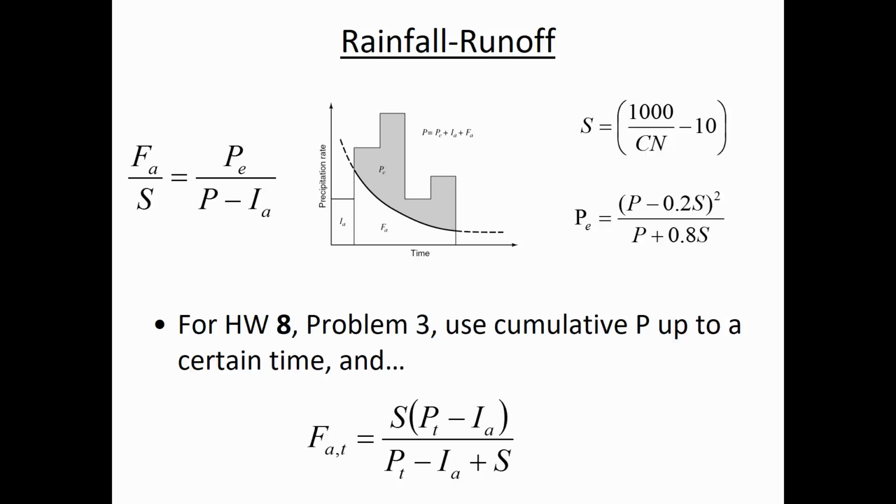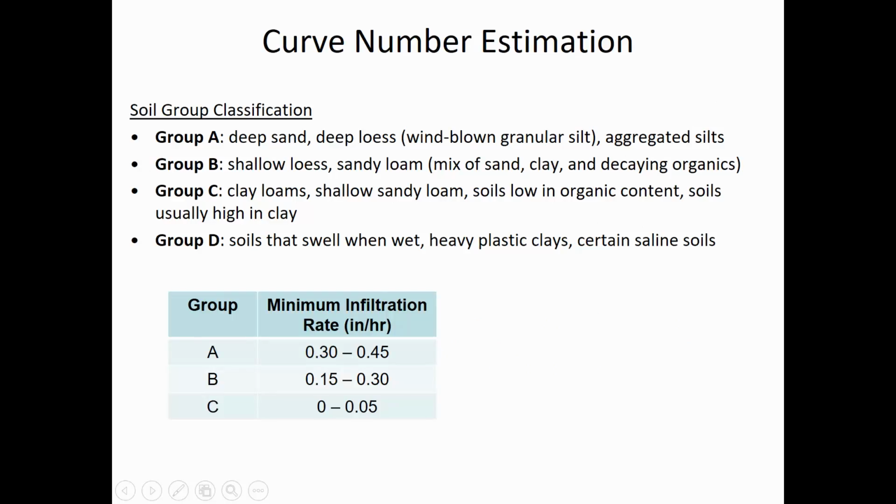So here's a hint on that homework assignment. Use this formula, and what we're trying to find out is, up to a certain time, where is the water? How much precipitation has there been up to time t? What is the infiltration amount up to a certain time? Now, the initial abstraction isn't going to change. It's not a function of time, and the S value isn't a function of time, but the infiltration amount will be. So there's that hint for you on the homework assignment.